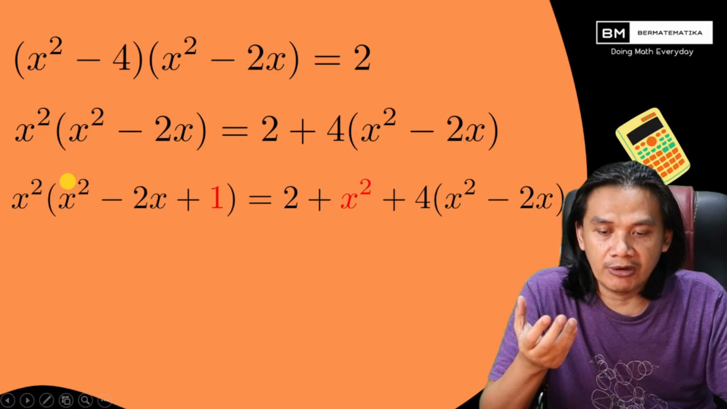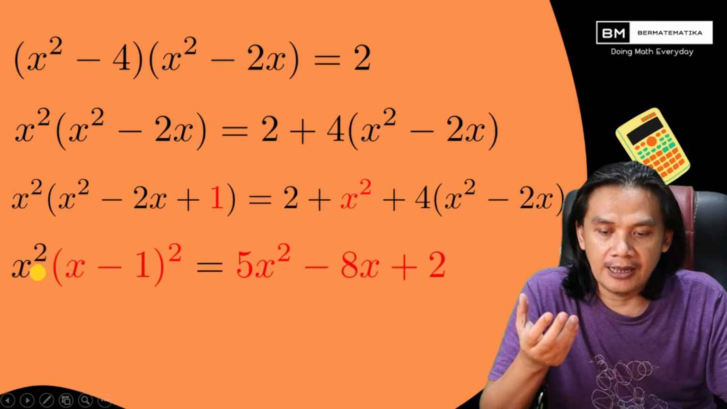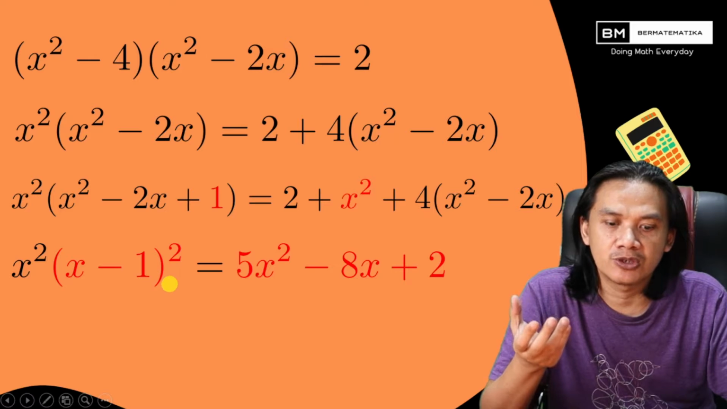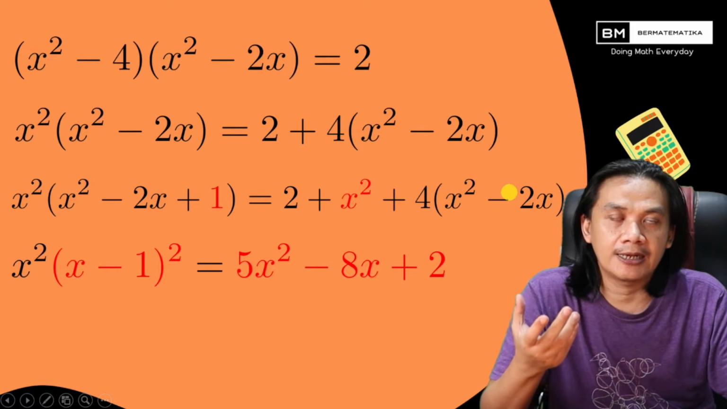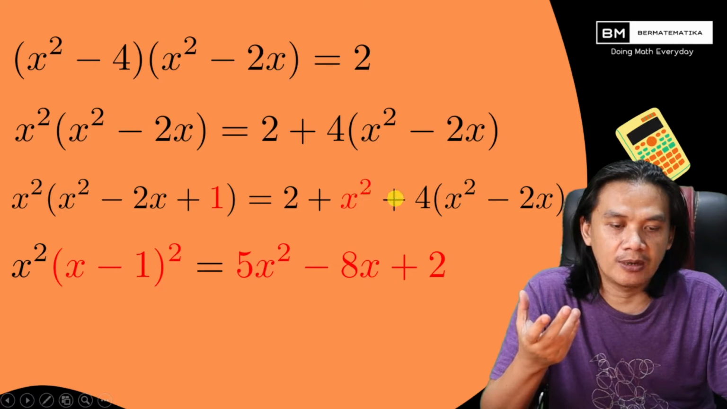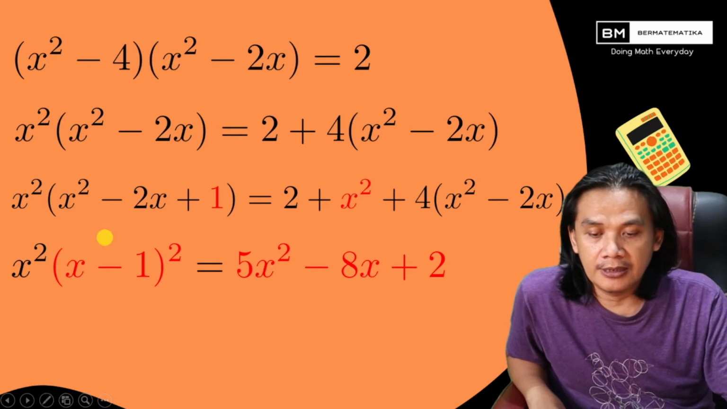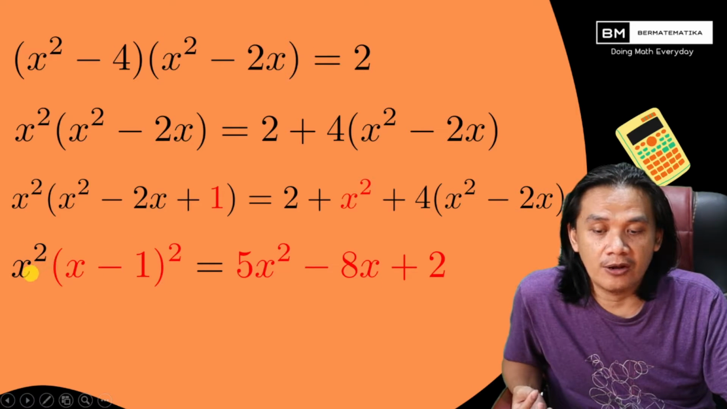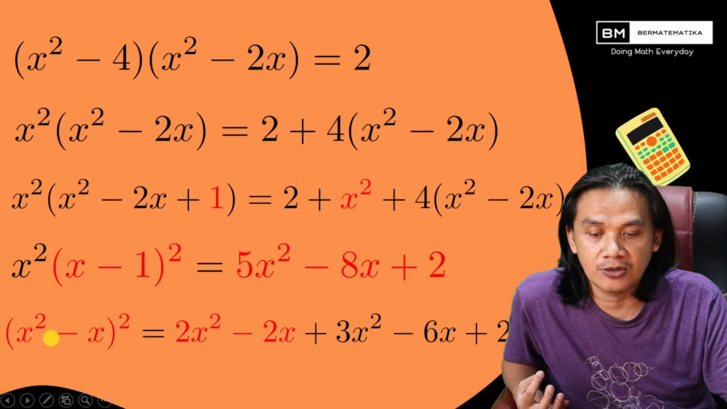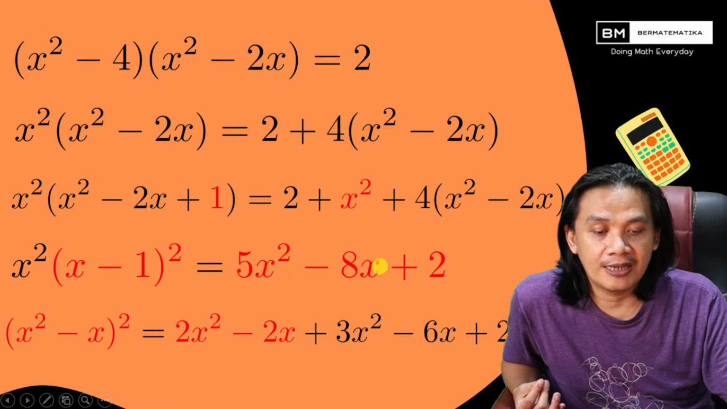Now we can rewrite the left hand side as x squared times x minus 1 squared, because this guy is nothing but x minus 1 squared. And then on the right hand side we collect similar terms: this is x squared plus 4x squared, we have 5x squared, and then 4 times negative 2x we get negative 8x, and then plus 2. Okay, now this is a square, which is the square of x times x minus 1, which is the square of x squared minus x. So the left hand side is the square of x squared minus x.